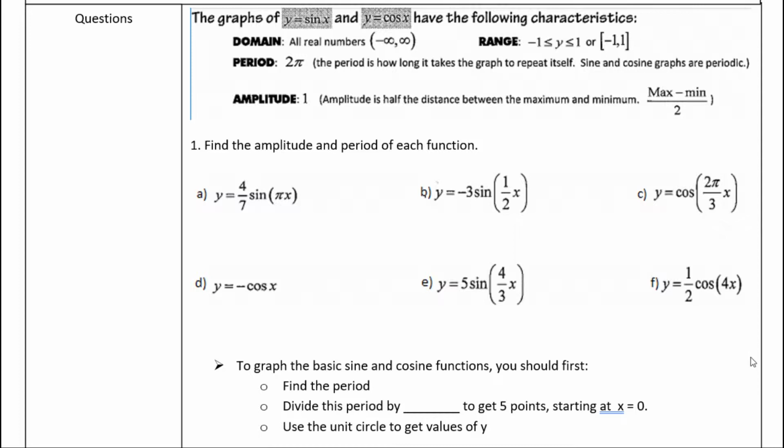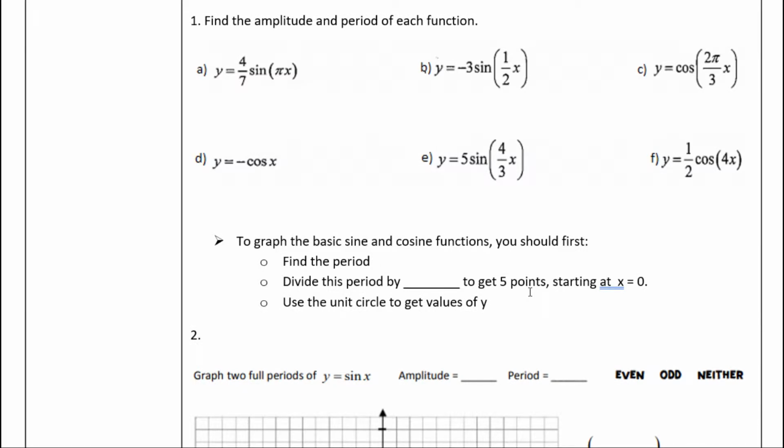The period is something that is periodic, which means something that repeats. So sine and cosine are periodic, meaning that they repeat. The amplitude is basically like the height of the function, and it's half the distance between the maximum and the minimum. So it's the distance between the baseline and the peak or the trough. It's easy to identify these from the function, so that's what we're going to be doing.